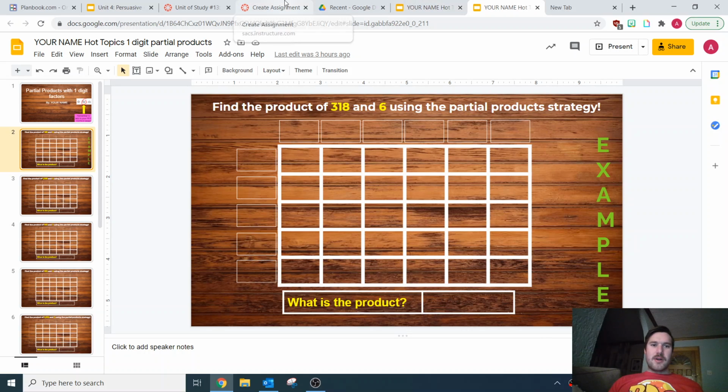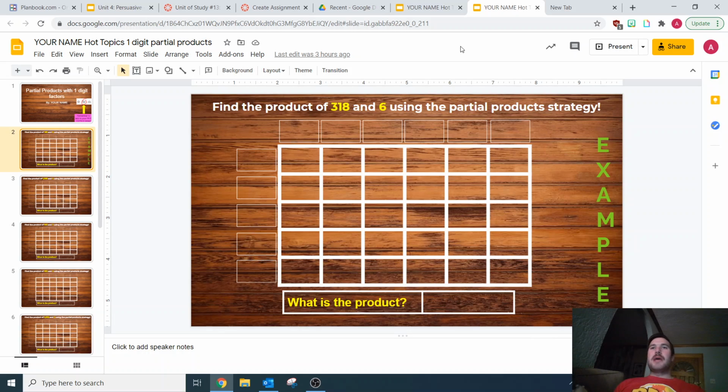This week you are going to be focusing on partial products. So I just want to do a quick refresher of partial products, the strategy, how it works, and why we use it. Partial products is a way of multiplying larger numbers, like two-digit numbers with other two-digit numbers or maybe three-digit numbers.